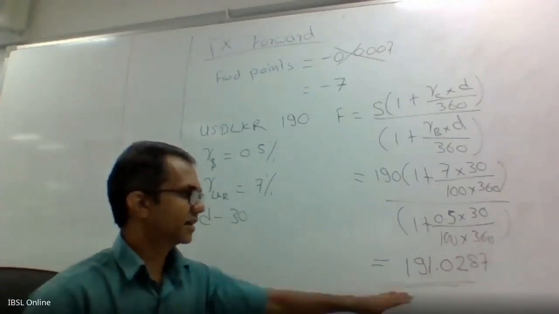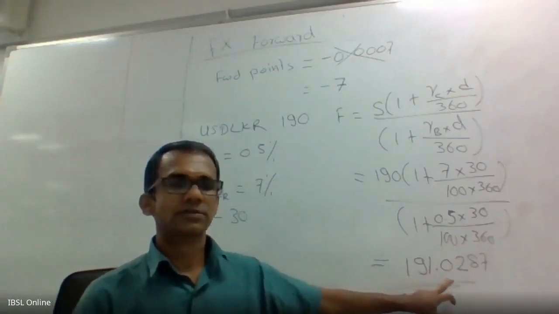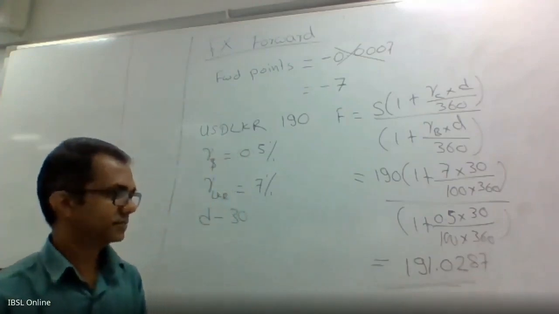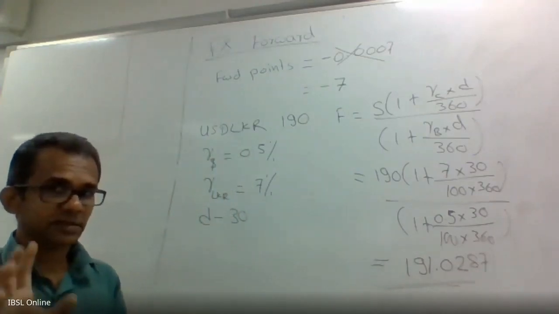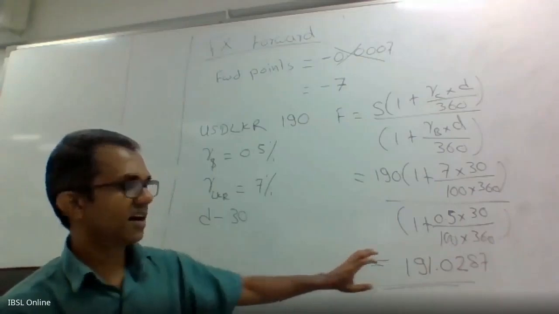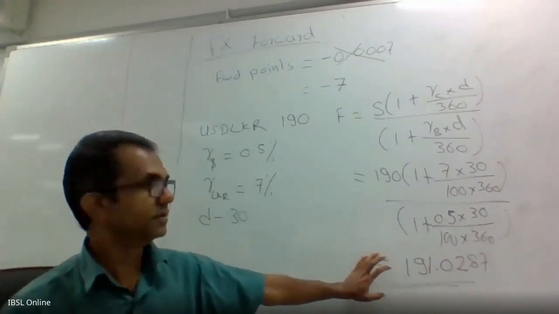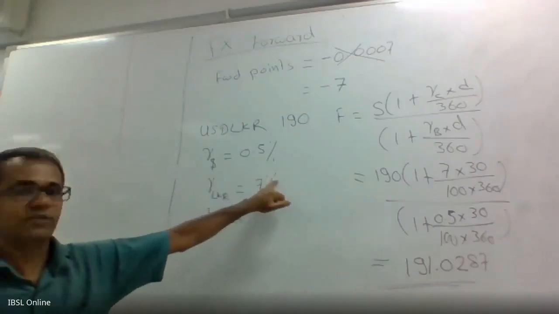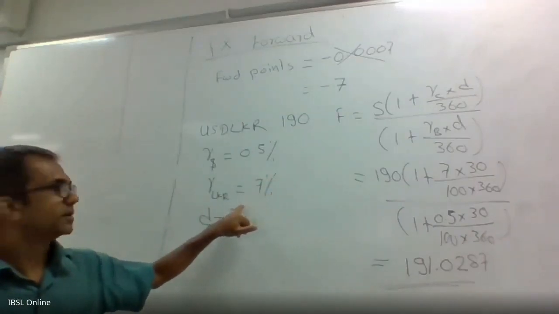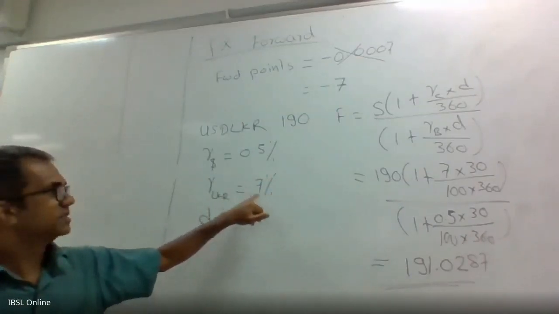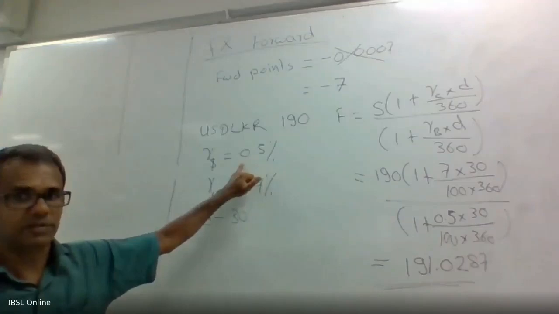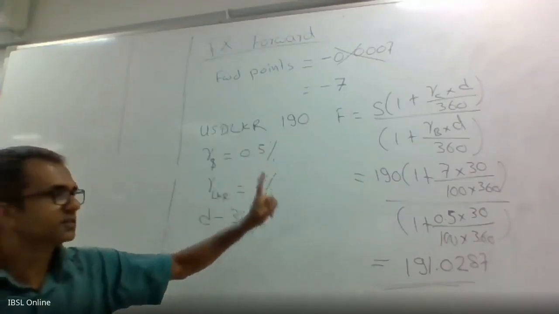The answer is 191.0287. Now you can see you should expect a forward rate higher than the spot rate. Why? In this example, interest rate of the counter currency is higher than the interest rate of the base currency. So base currency is at a premium. Forward rate is higher than the spot.